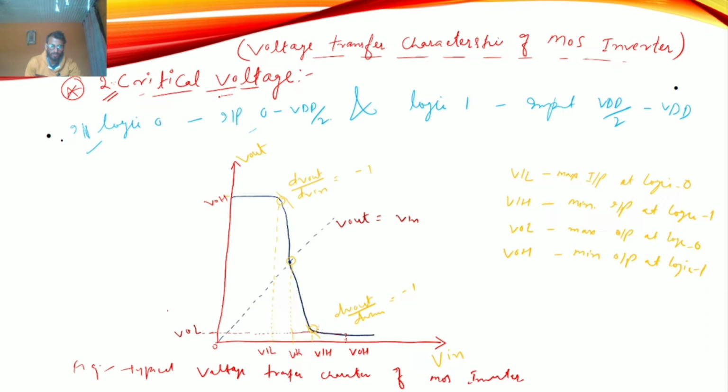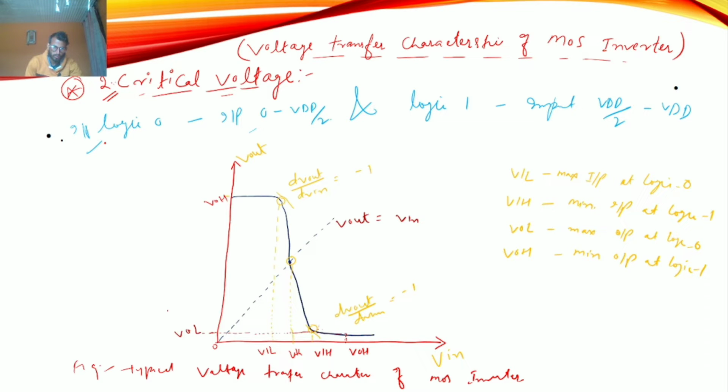So what is critical voltage? Basically, as shown in this figure below, there are some critical points where the voltage is changing according to the logic. When the input logic is low, the output voltage is logic high. These are the critical points, and the voltages at those points are the critical voltages.